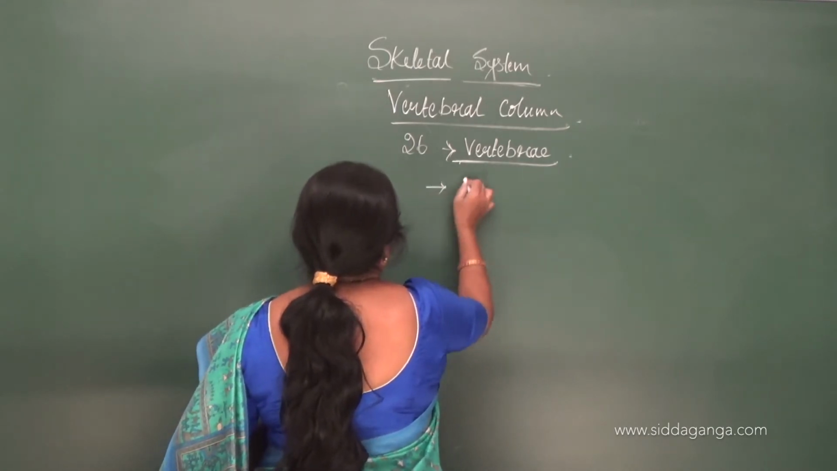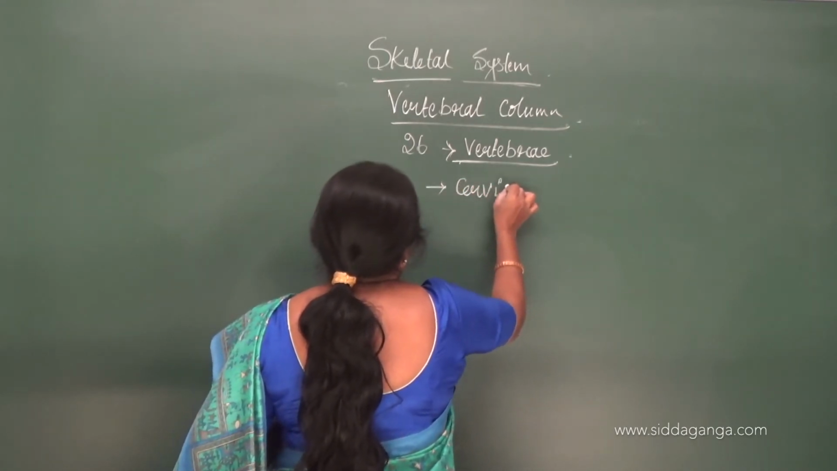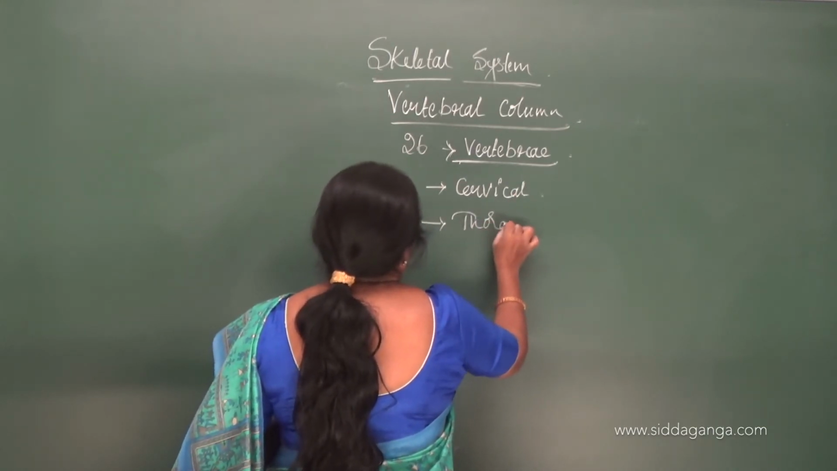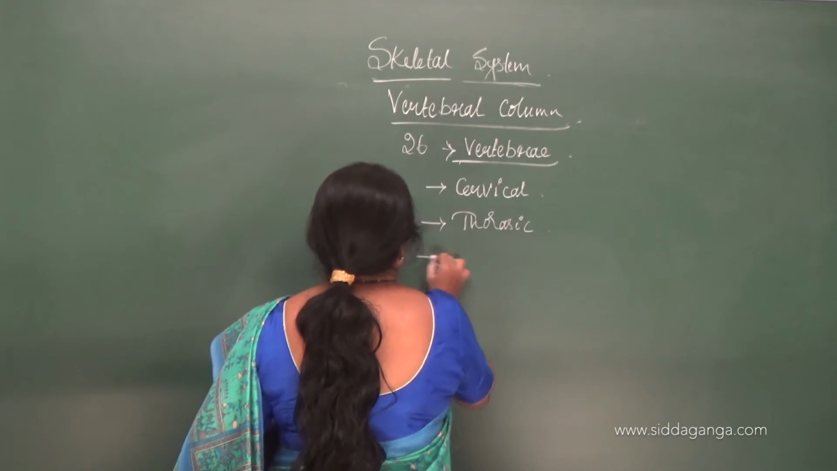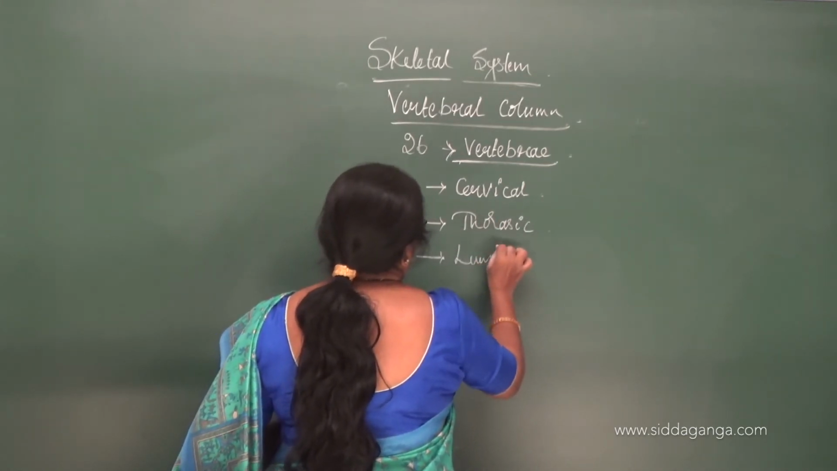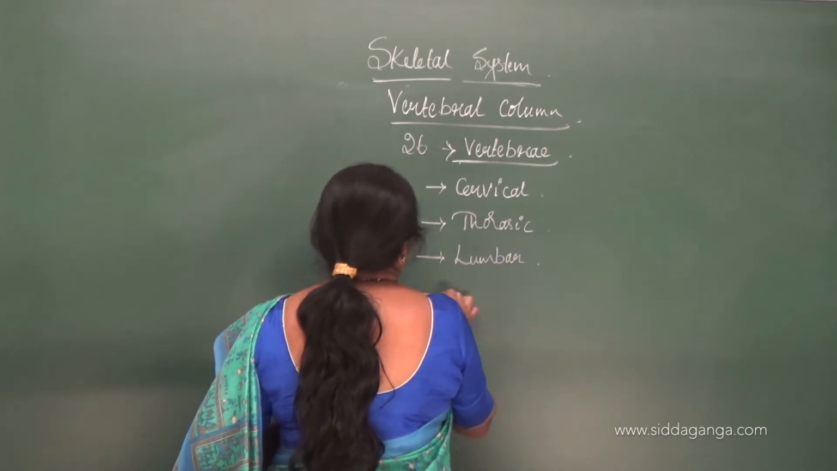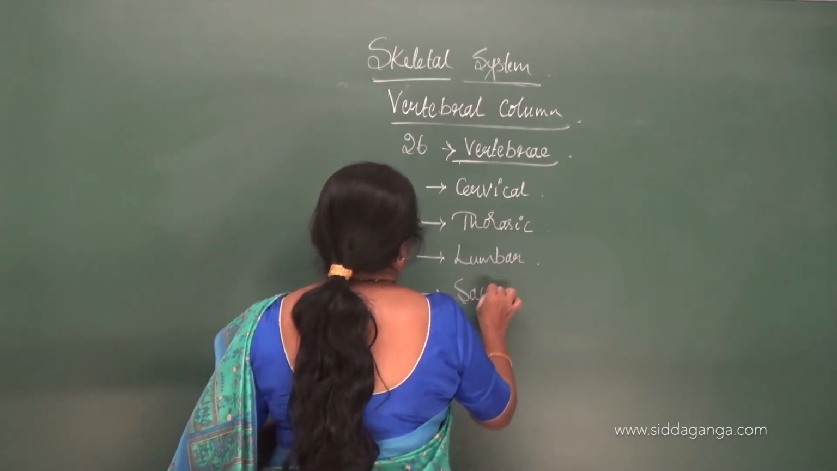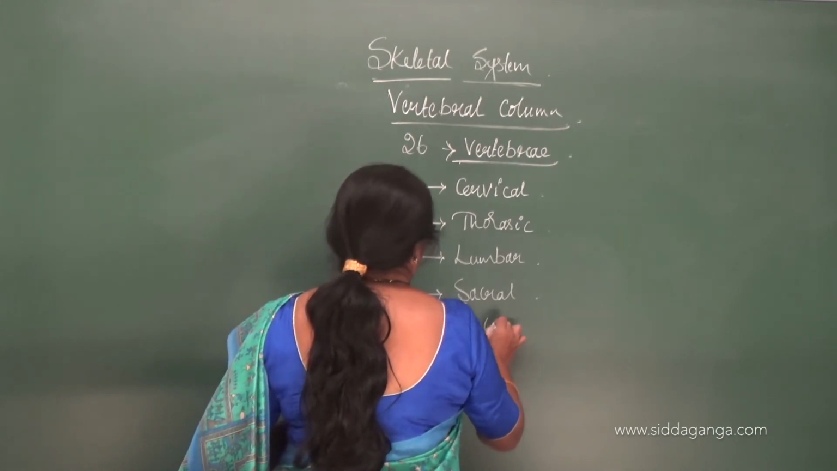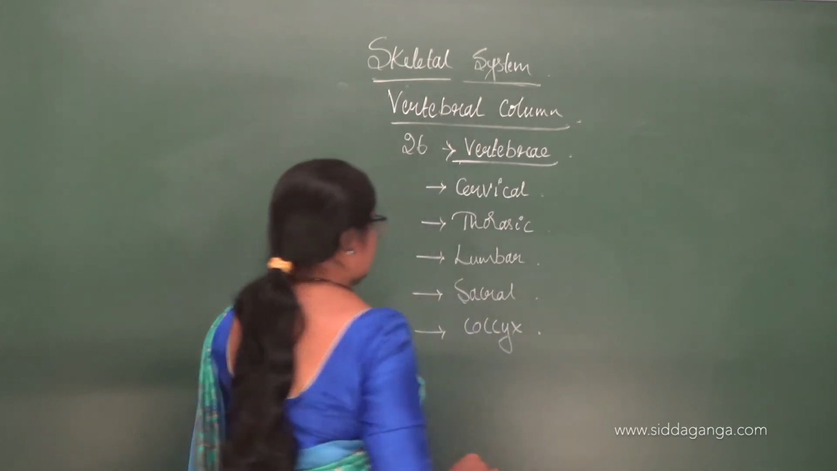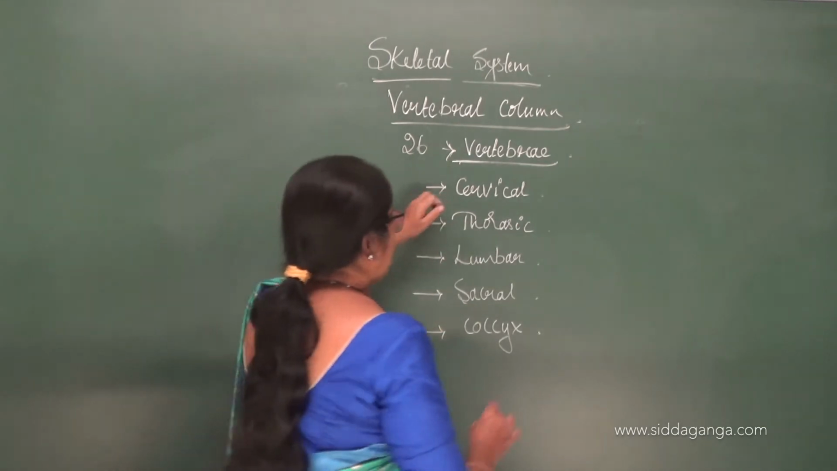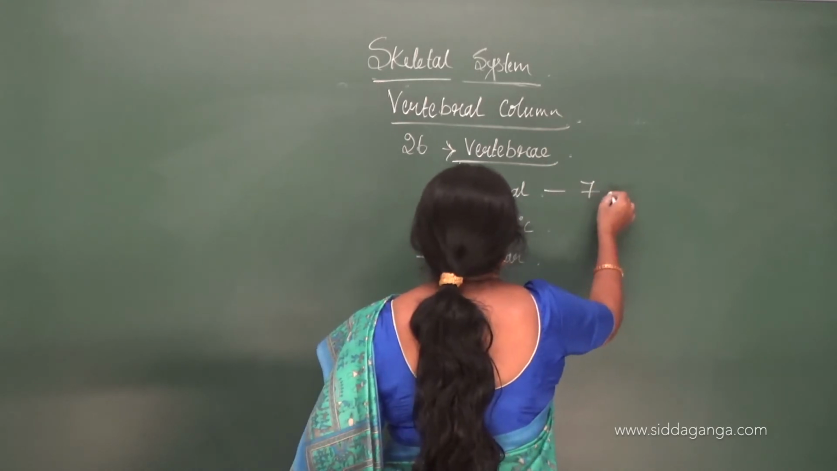cervical, thoracic, lumbar, sacral and coccygeal or coccyx. So the cervical bones, they are 7 vertebrae.